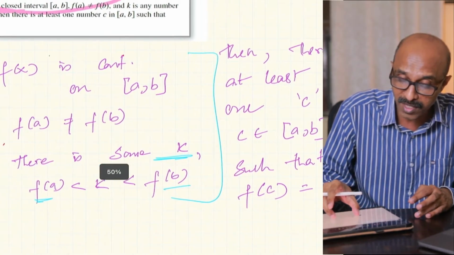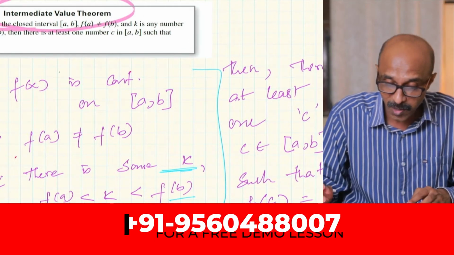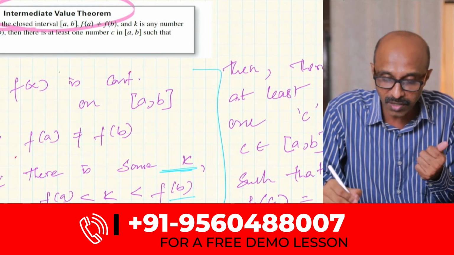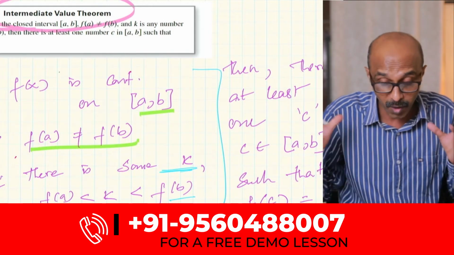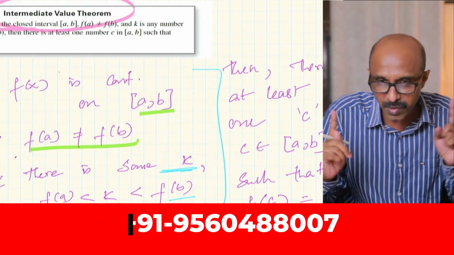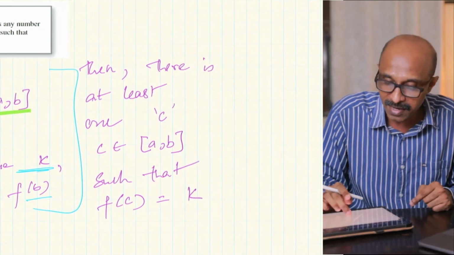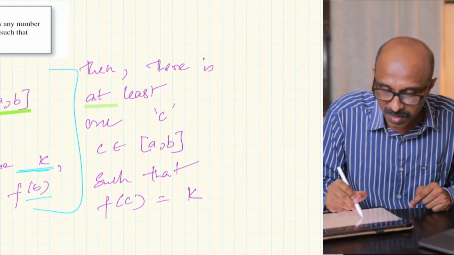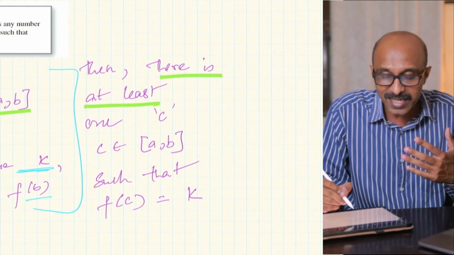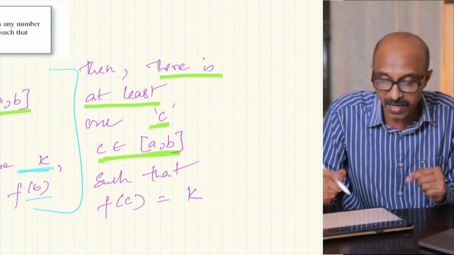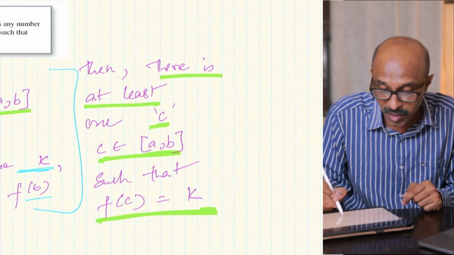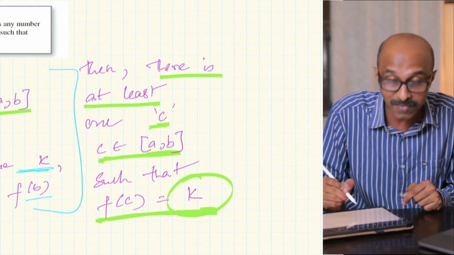This is a very interesting promise that the intermediate value theorem makes. It says that if the function is continuous on the closed interval [a, b], if the values of the function at the two endpoints are not equal, and if there's some k in between f of a and f of b, then the intermediate value theorem literally guarantees that there is at least one c in the closed interval [a, b] where the value of the function is equal to that k.